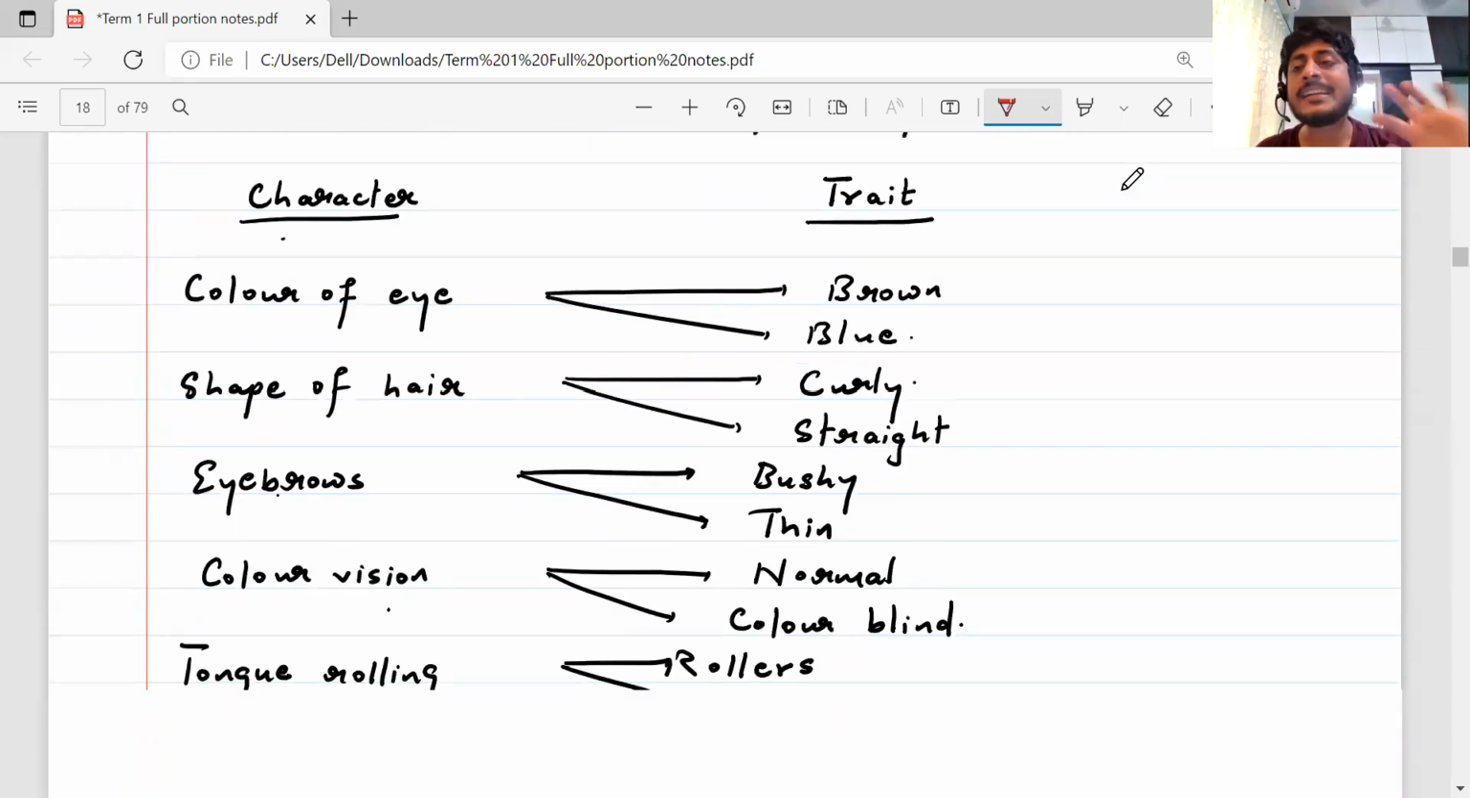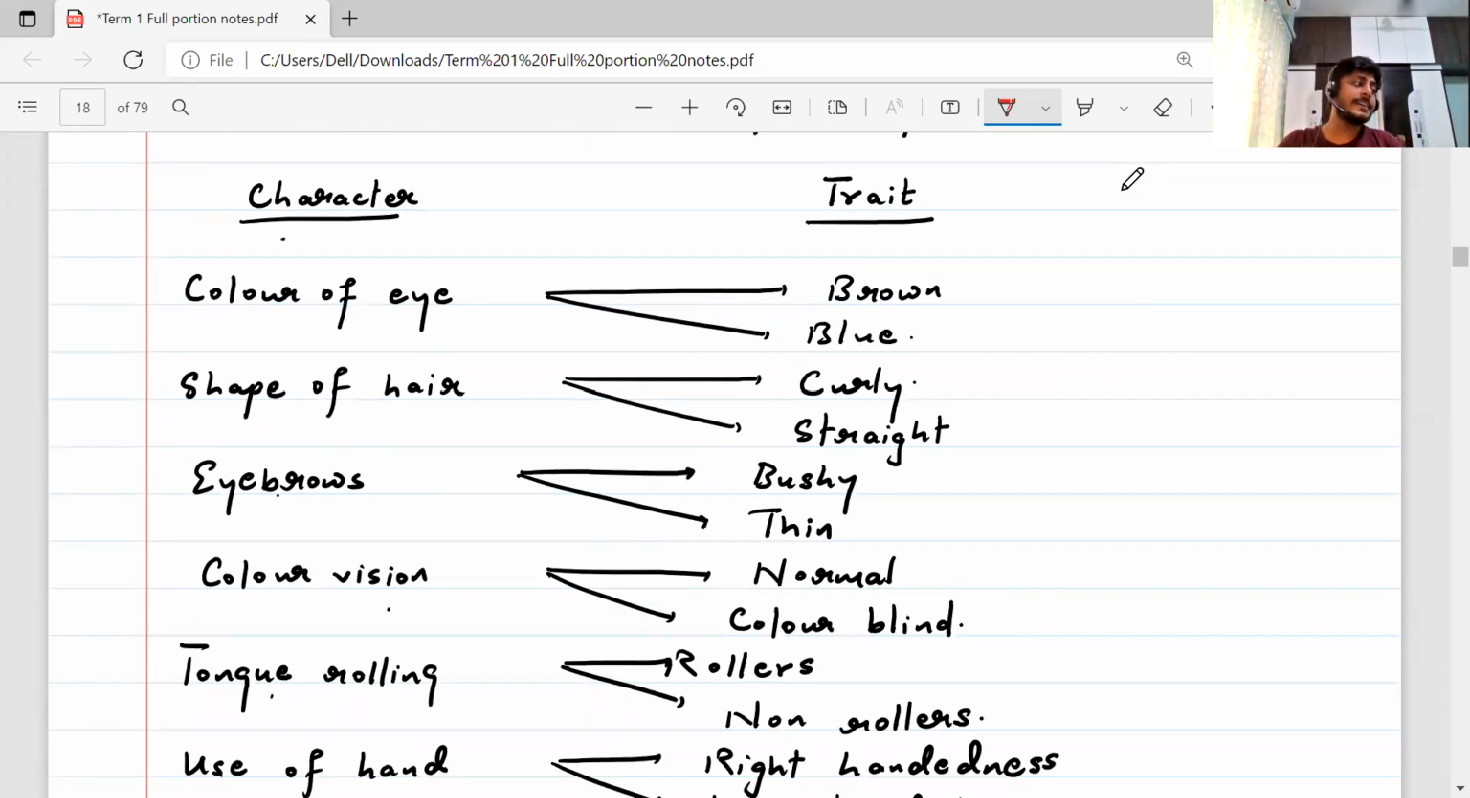Then we went on to character and trait. So what is a character? Any inheritable feature of an organism is called a character. Things which get transferred from one generation to another, like height, for example, is a character, or color of your eye, or shape of your hair or your eyebrows, or color vision or tongue rolling.